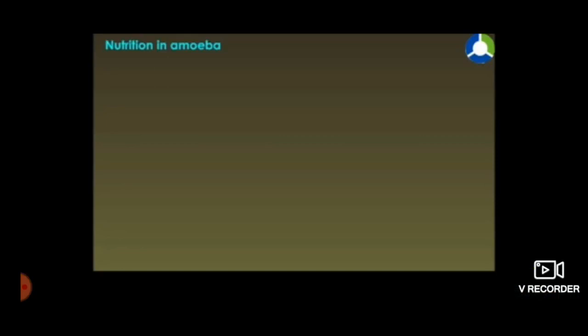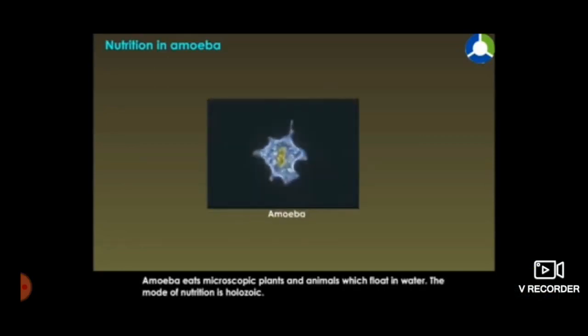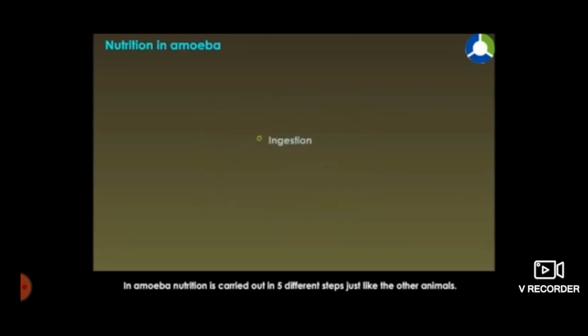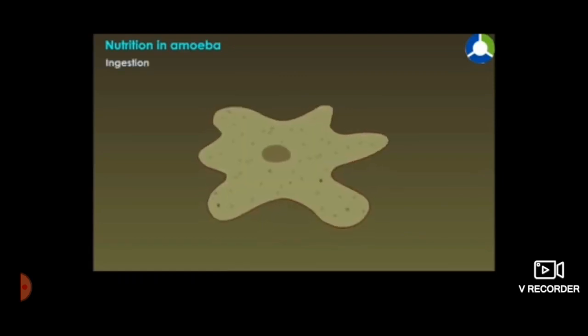Nutrition in amoeba. Amoeba eats microscopic plants and animals which float in water. The mode of nutrition is holozoic. In amoeba, nutrition is carried out in 5 different steps, just like in other animals. They are ingestion, digestion, absorption, assimilation, and egestion.